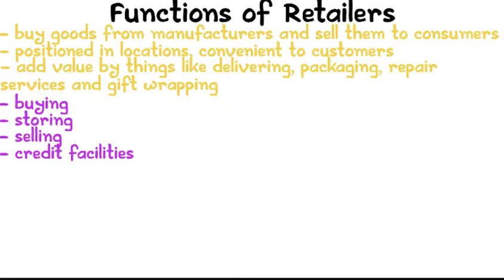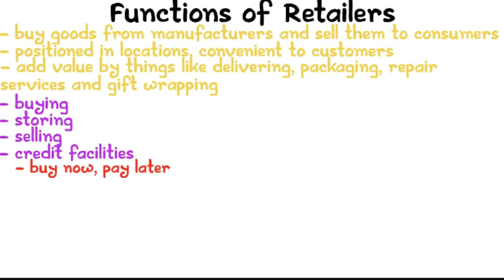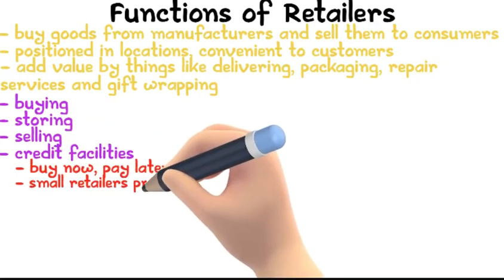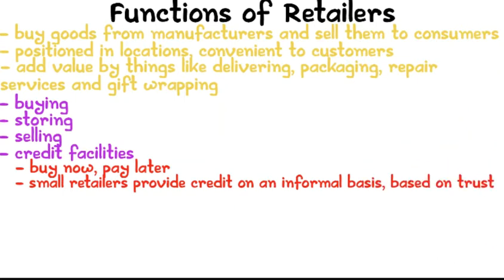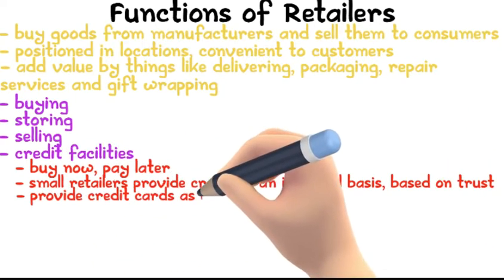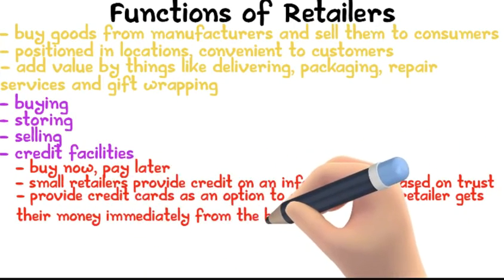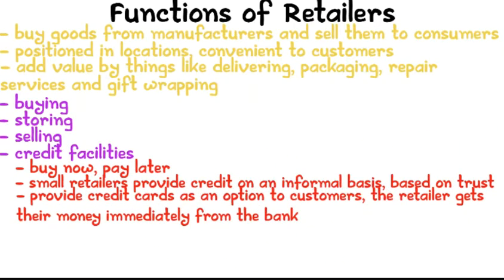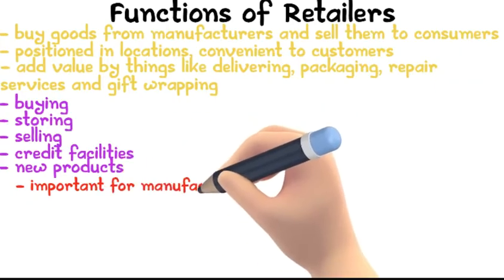Credit facilities. By allowing customers to buy now and pay later, retailers provide a very attractive option for consumers. Small retailers would often provide credit on an informal basis, based on trust. Most retailers provide credit cards as an option to customers. This way, the retailer gets their money immediately from the bank, and the customer must pay the money back to the bank.